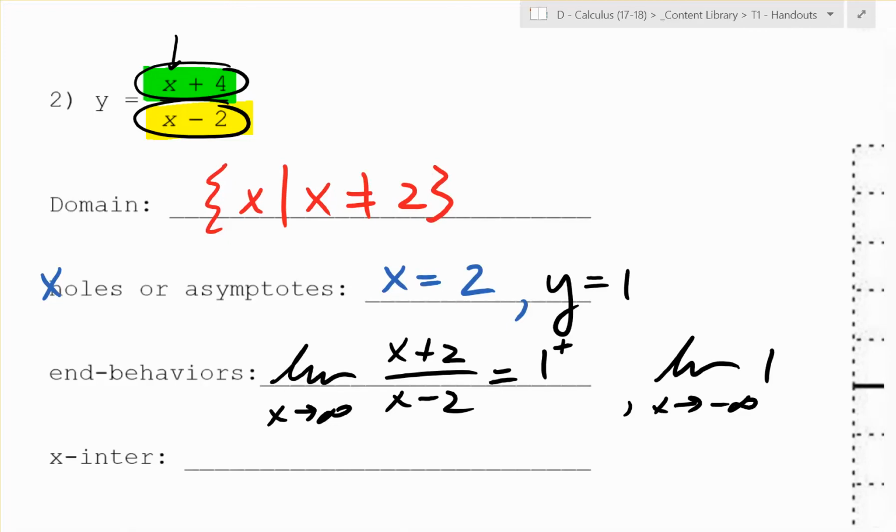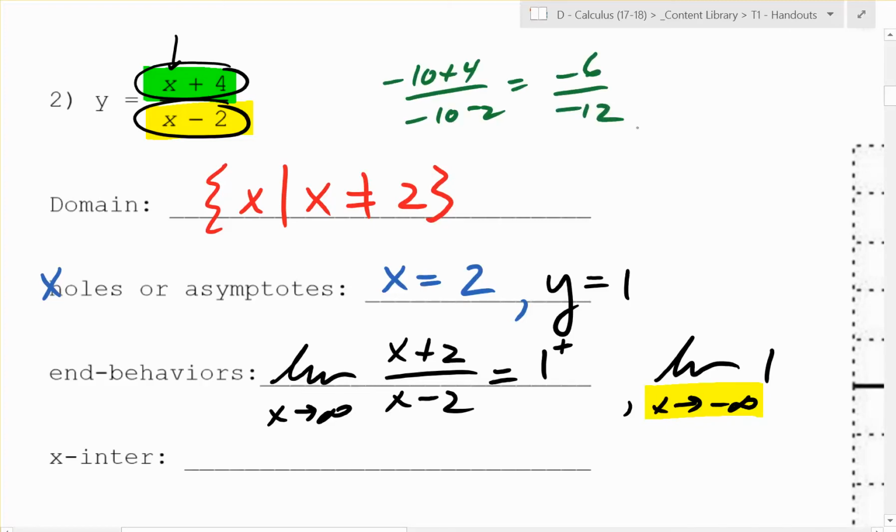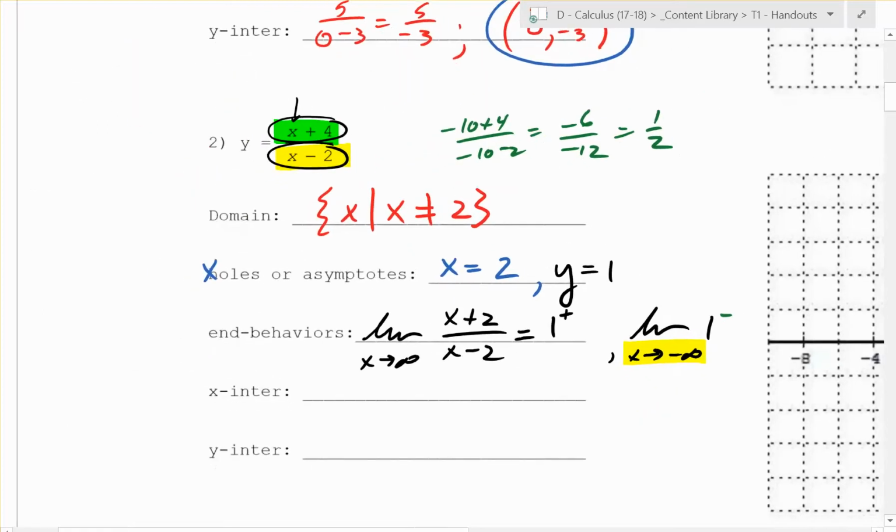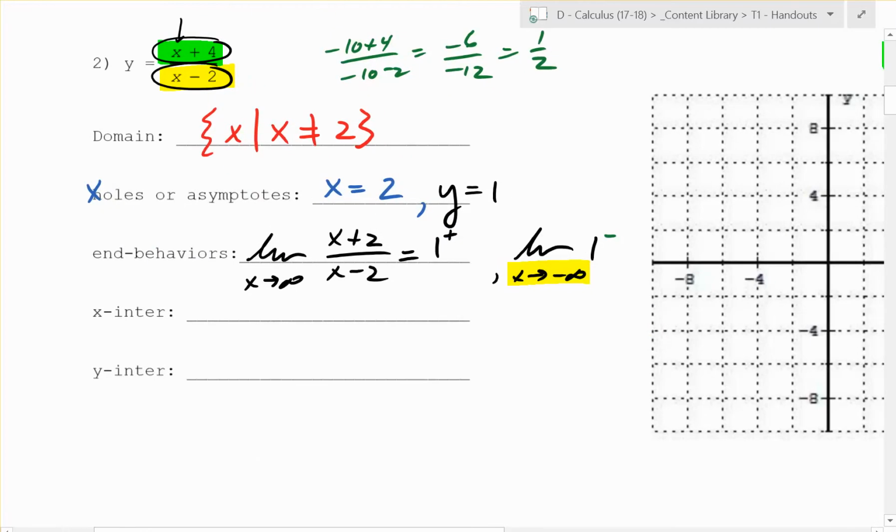But as you go to negative infinity, it flips. So let's say it's negative 10. Negative 10 plus 4 over negative 10 minus 2 is negative 6 over negative 12, which is 1/2. That's less than 1. It flips it over.